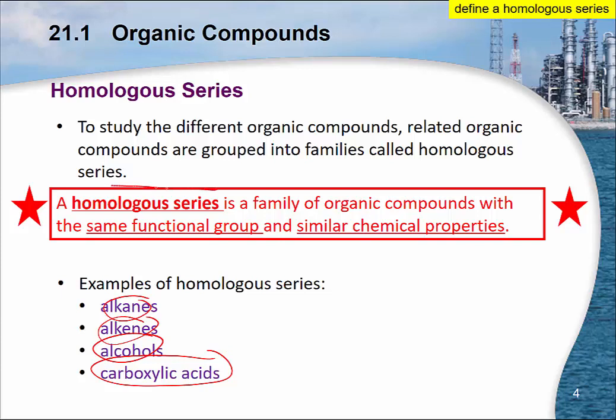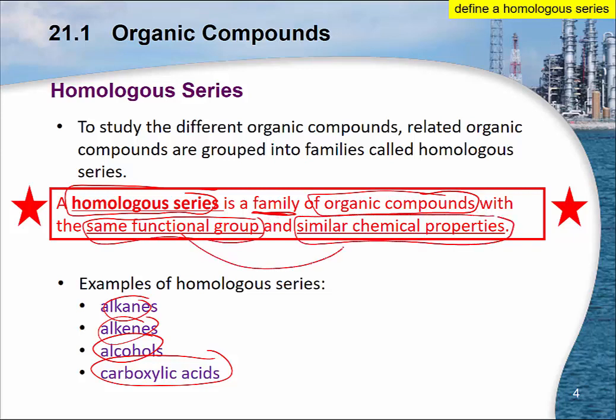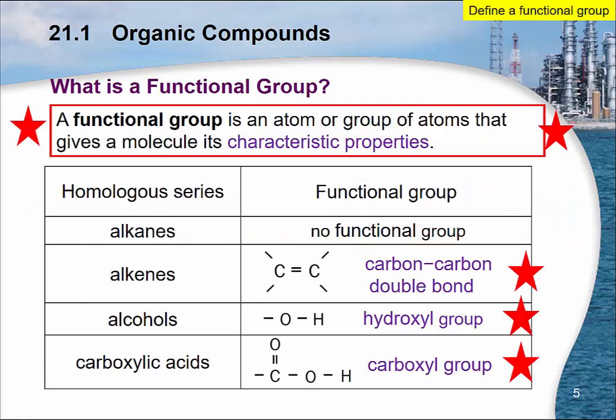Now the definition of homologous series. A homologous series is a family of organic compounds. So it's a whole family of compounds with the same functional group and hence having similar chemical properties, because the functional group will determine the type of chemical property that the compound has. Now, next definition: what is a functional group? A functional group is an atom or group of atoms that gives a molecule its characteristic property. In other words, the type of chemical reaction it can have.